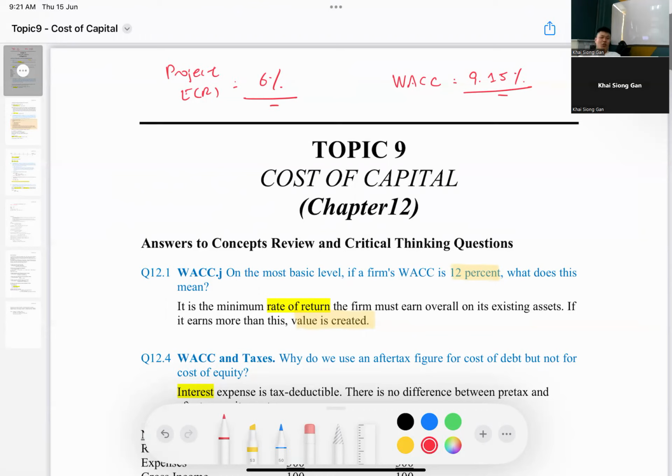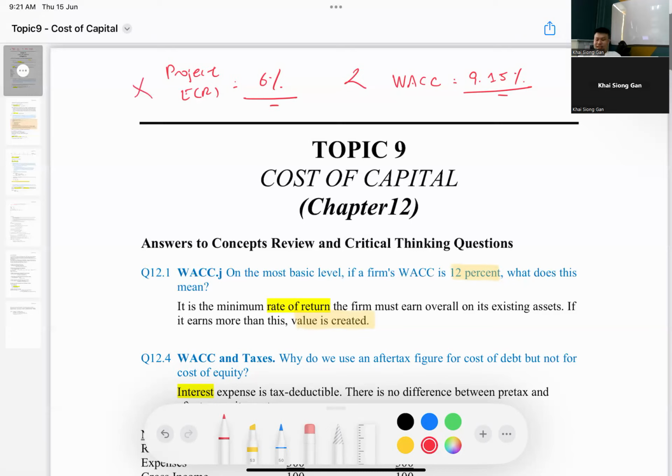So this is how the question will ask you in terms of decision making. Because you can't even cover your cost. Think of your WACC like a cost. Your cost of capital is 9.15%, but your expected return is only 6%. Of course, you cannot cover it. So you should not proceed.